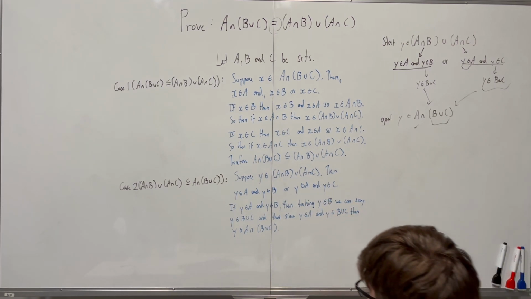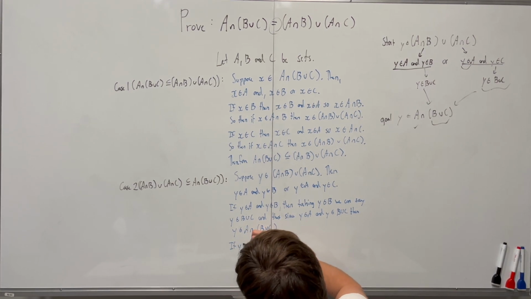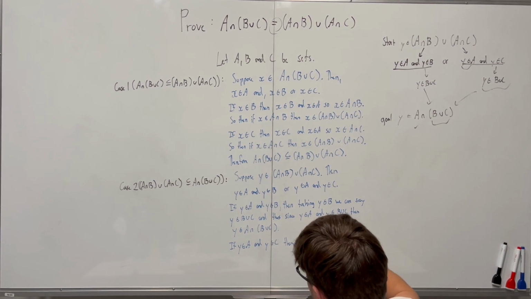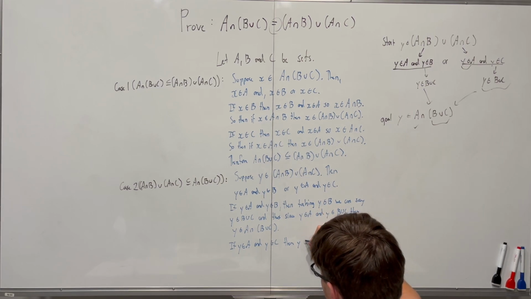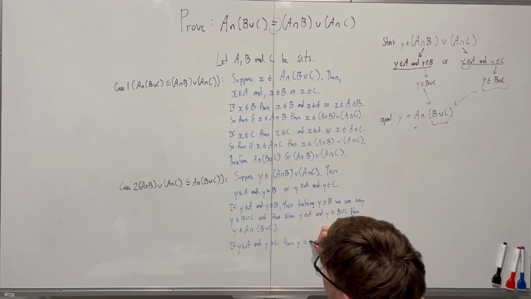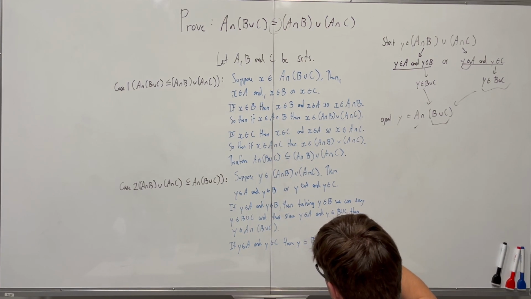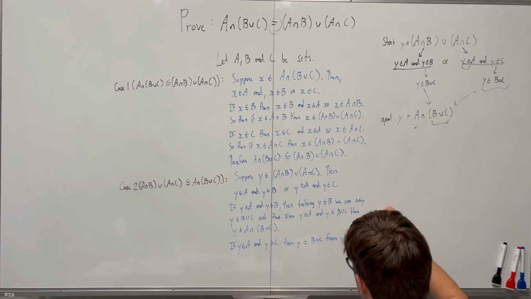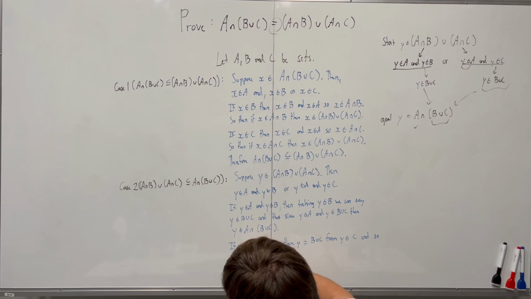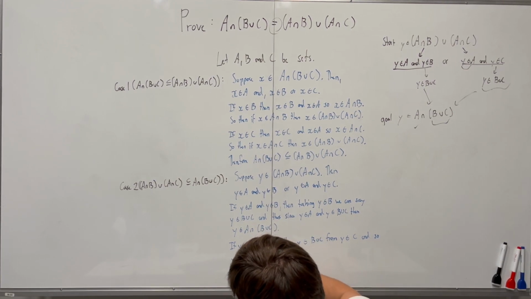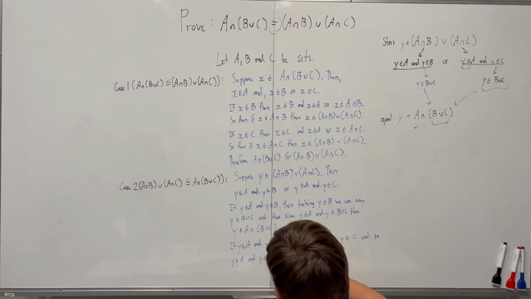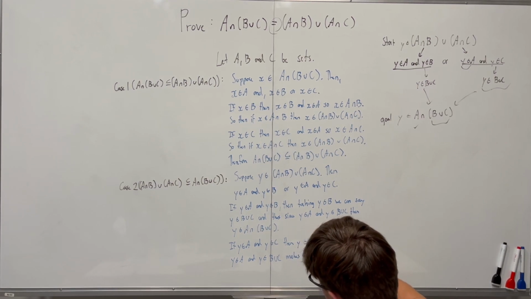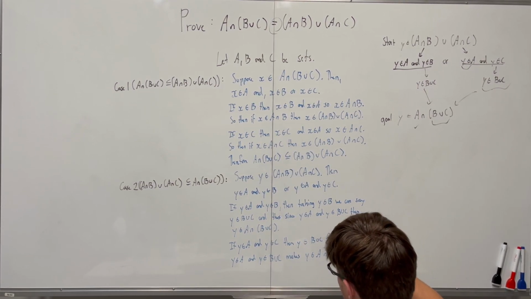Let's now do the second case. So we say if Y is going to be an element of A and Y is going to be an element of C, then Y is going to be an element of B union C from Y being an element of C. And so Y is an element of A and Y is an element of B union C makes Y an element of A intersect with open bracket B union C close bracket.